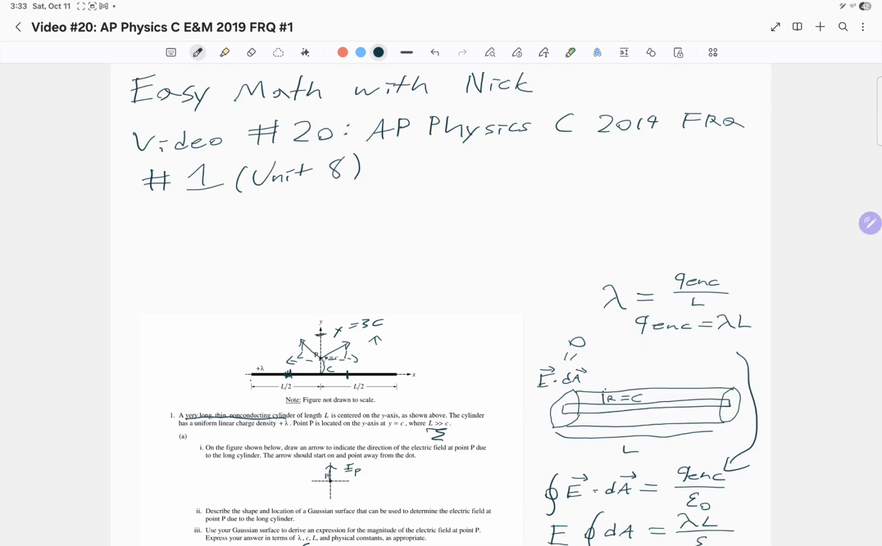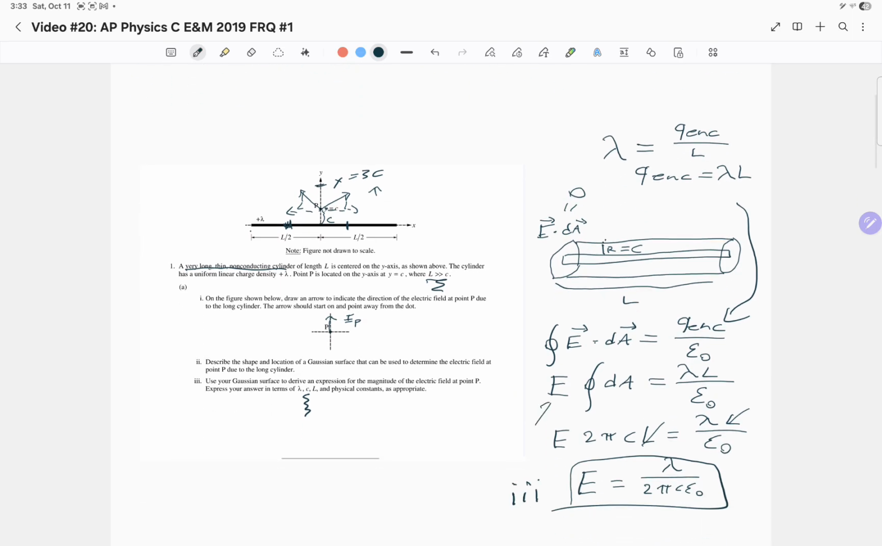Because in that example, if we looked at each point on the surface of our Gaussian surface cylinder, the electric field is constant, and that's why we're able to pull the electric field out of the integral. That's how Gauss's law applies for that scenario.